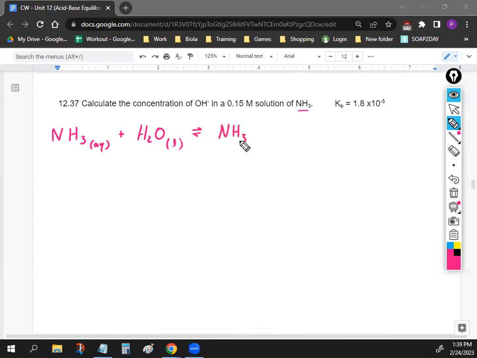Since NH3 is a weak base, it's going to steal an H plus from the water. It's going to take it away, so it's NH4 plus, aqueous. And then it's going to produce OH minus. So technically, NH3 does produce OH minus in solution, but it's not producing it on its own. It's stealing an H plus from water to produce OH minus. Okay.